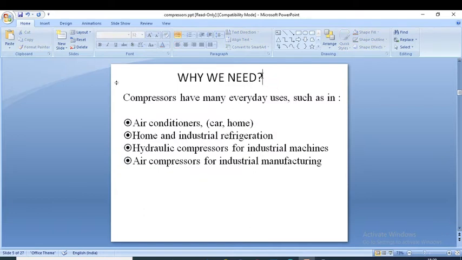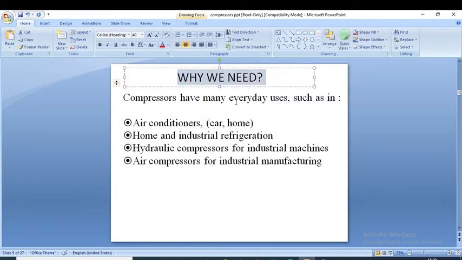Then what is the need of this air compressor or compression of air? Why we are going to do this? What is the need? So it is listed here.